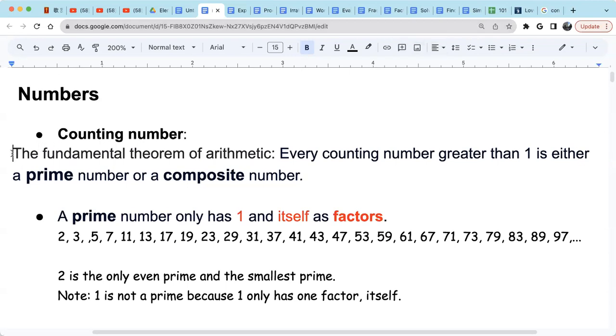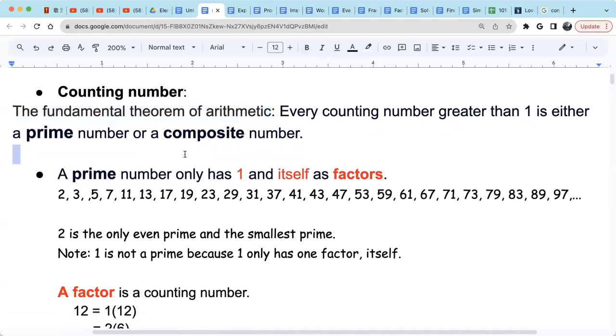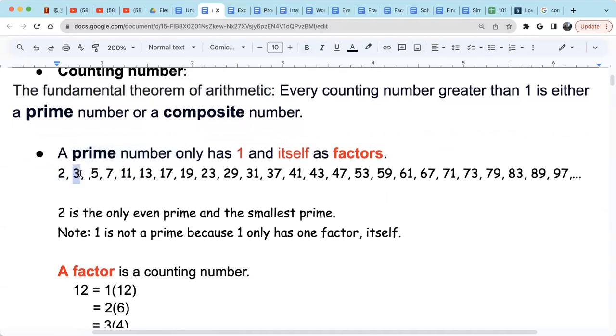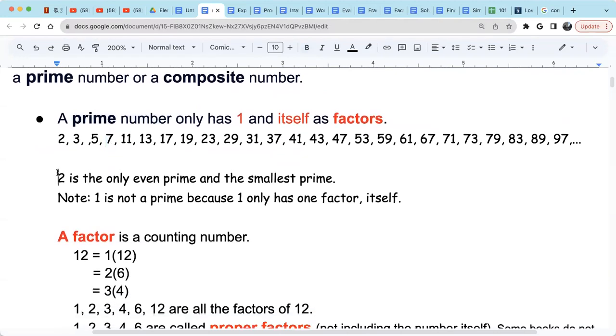The fundamental theorem of arithmetic says every counting number greater than 1 is either a prime or a composite number. So what is a prime? A prime number only has 1 and itself as factors. Let's see these numbers: 2, 3, 5, 7, and so on and so forth. They only have 2 factors, 1 and itself. 2 is the only even prime, and it's the smallest prime. Notice 1 is not a prime because 1 only has 1 factor.